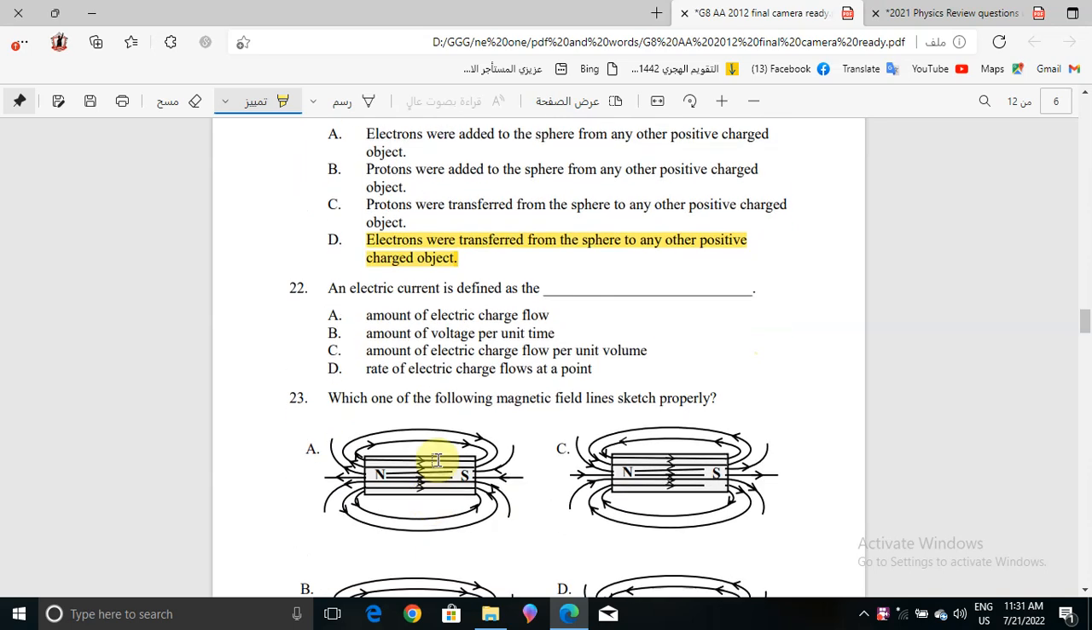Now the next question. An electric current is defined as what? Amount of electric charge flow, amount of voltage per unit time, amount of electric charge flow per unit volume, or rate of electric charge flows at a point. The correct answer will be the rate of electric charge flows at a point, because it says an electric current is defined as the rate of electric charge flows at a point.